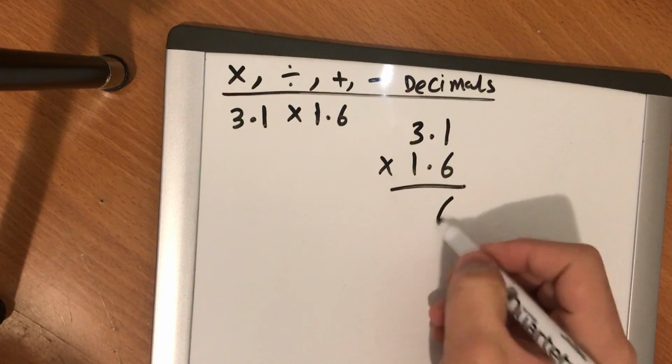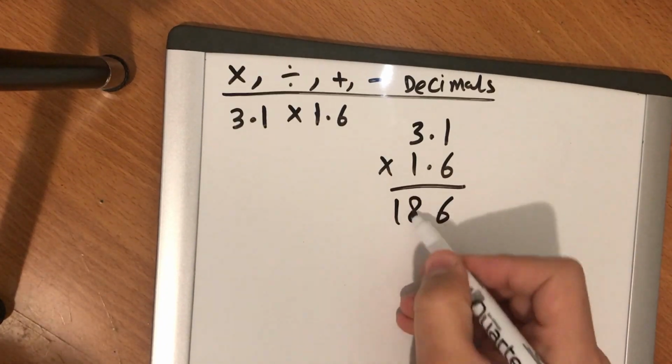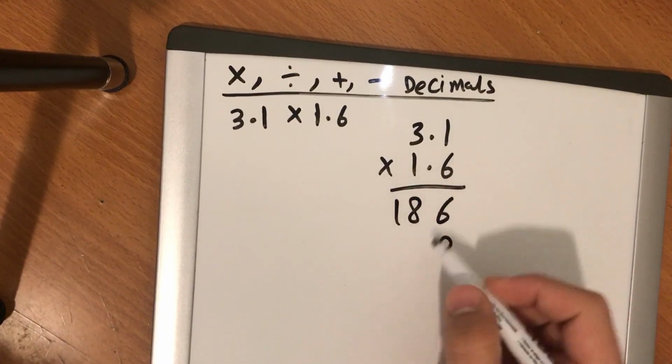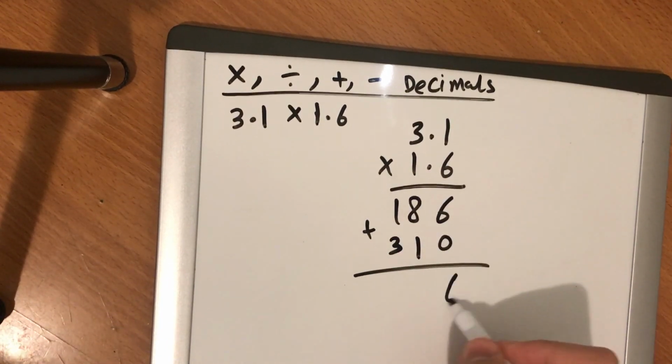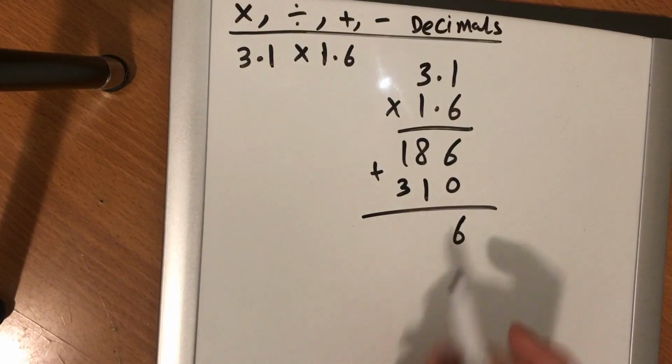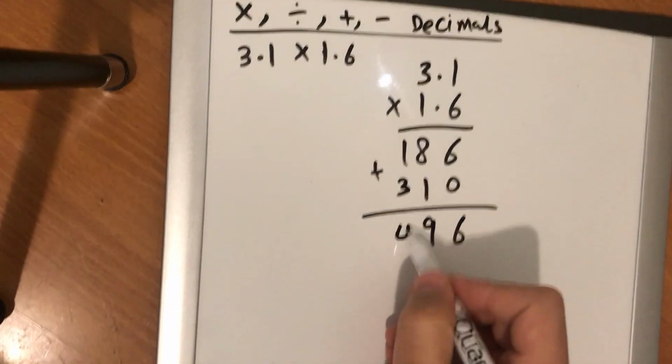6 times 1 is 6. 6 times 3 is 18. Put a 0. 1 times 1 is 1. 1 times 3 is 3. Add them. 6 plus 0 is 6. 8 plus 1, that's a 9. 1 plus 3 is a 4.